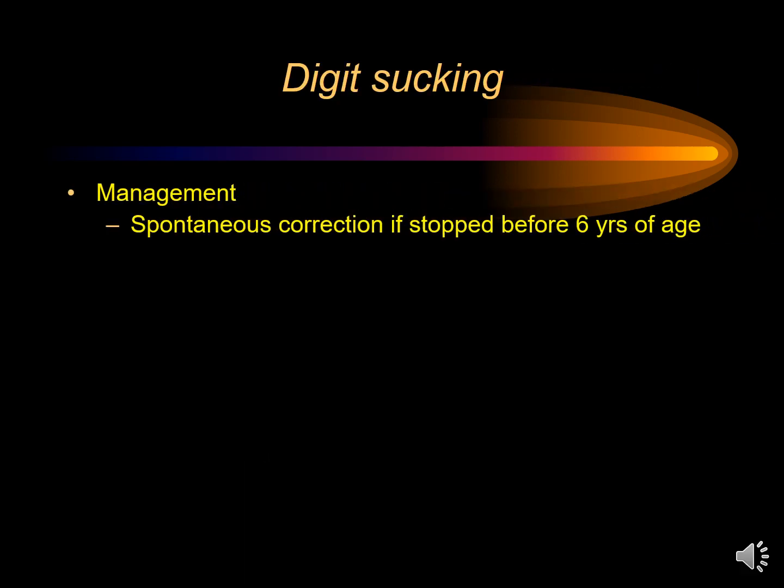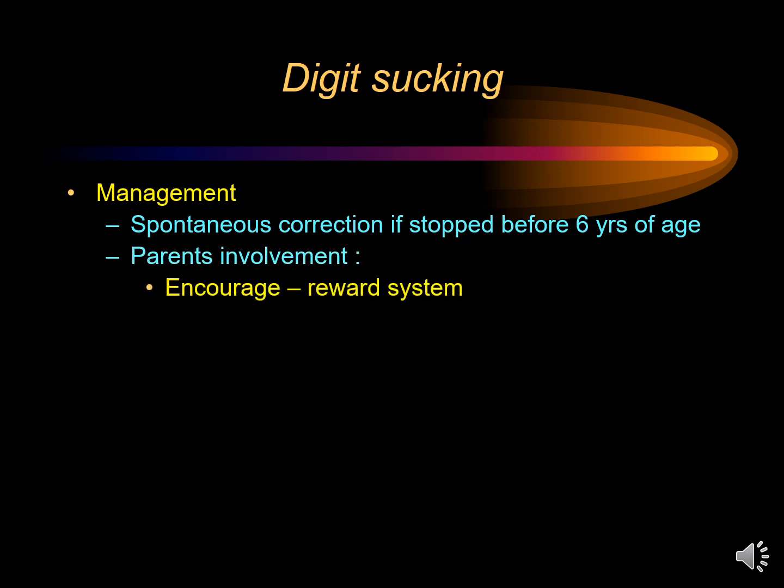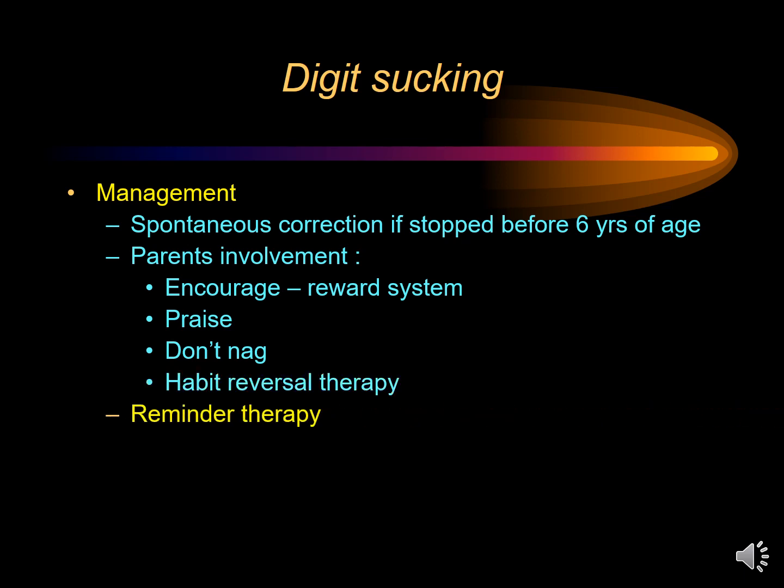Management of digit sucking. Spontaneous correction occurs if it is stopped before 6 years of age. Parental involvement is important, and the child should be encouraged with a reward system to stop the habit, supplemented with a lot of praise. Parents should be reminded not to nag the child, and you can do habit reversal therapy.